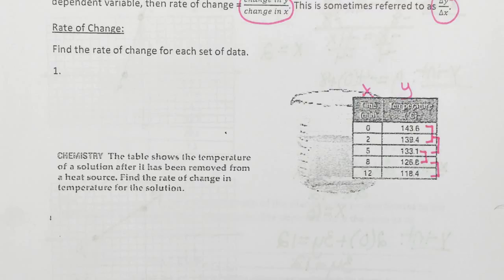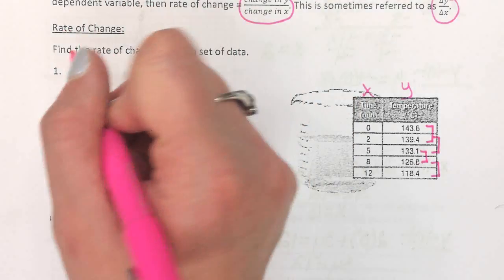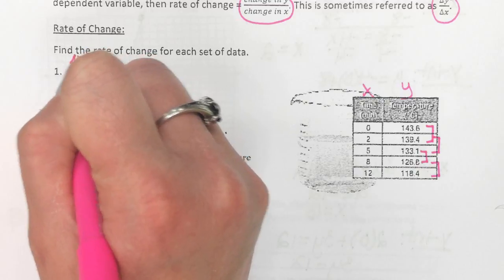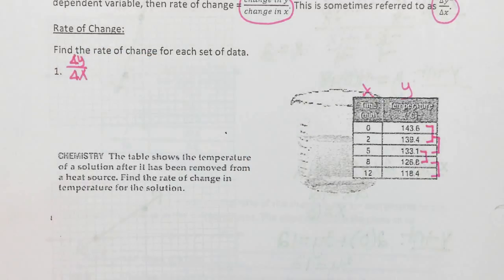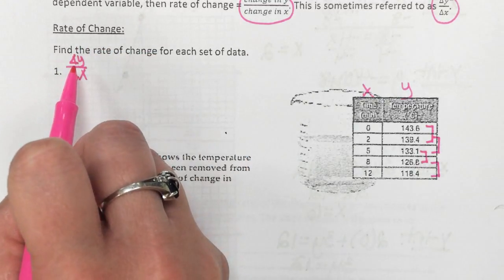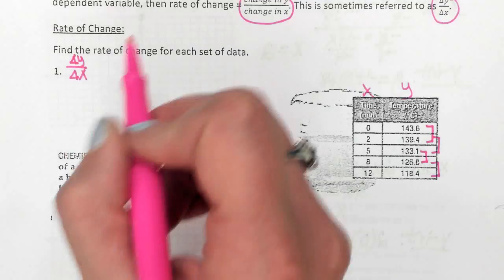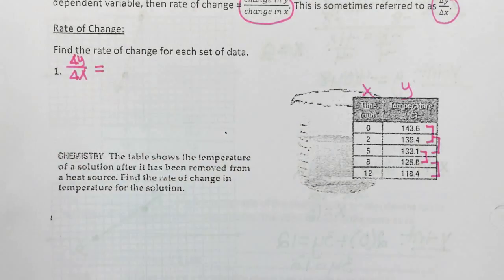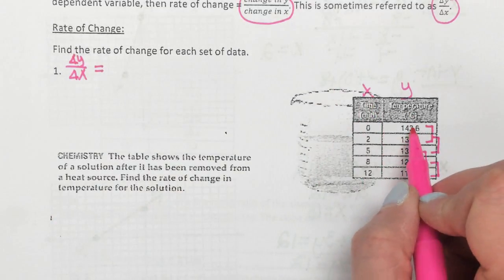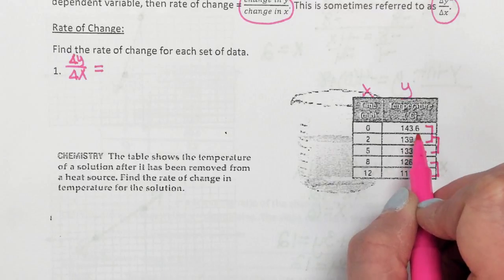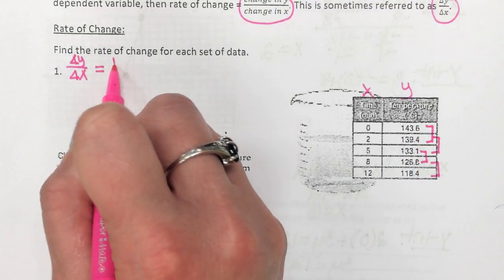Y'all okay? All right, we're on page 9. Make sure you're on page 9 with us. Here we go. Delta y over delta x, or we could say change in y over change in x, right? Does that make sense to everybody? All right? It does not matter the order. So which y do you want to start with? Doesn't matter. You want to start with the 143? Okay.